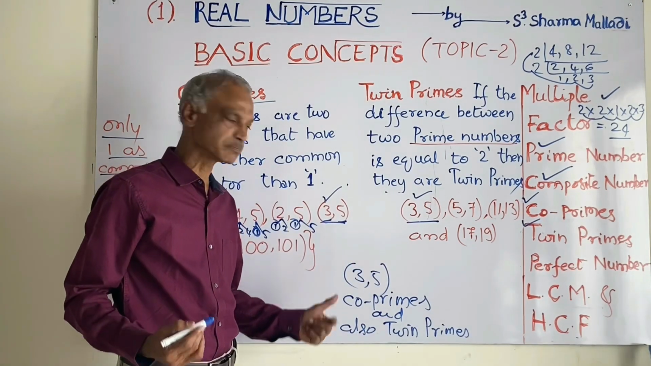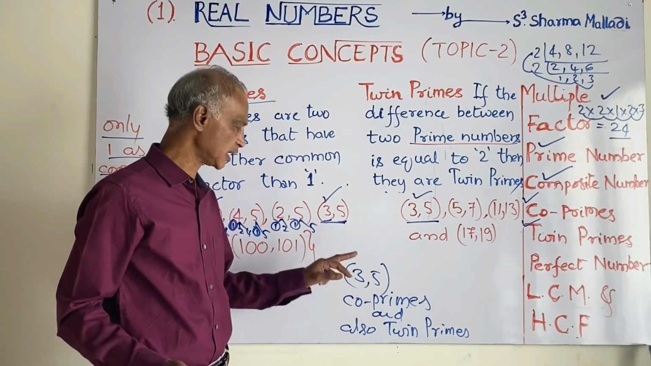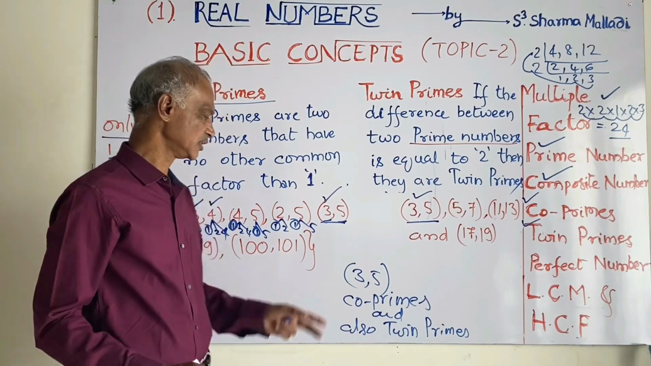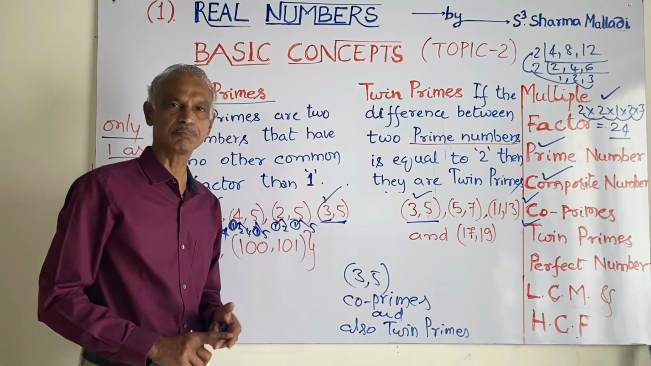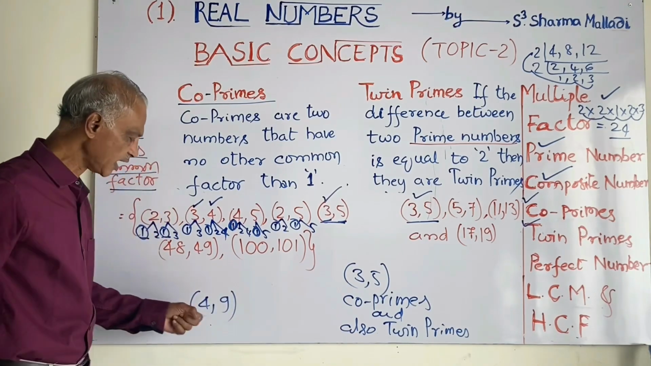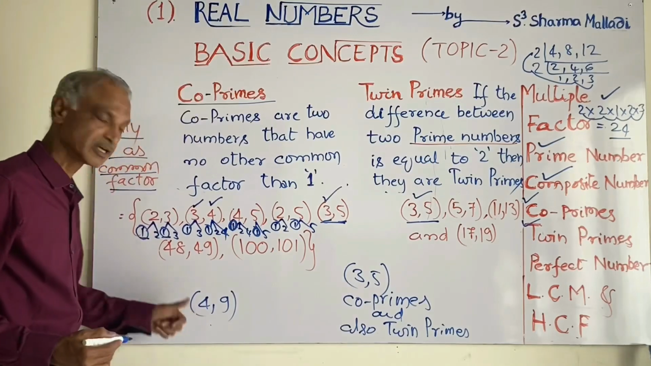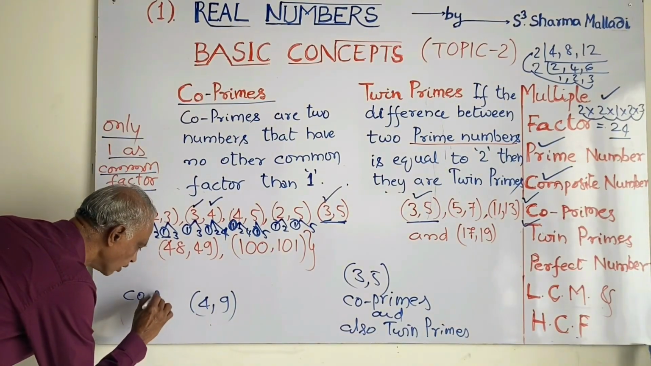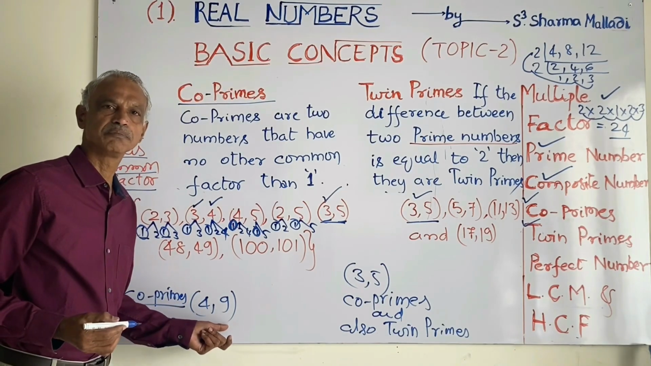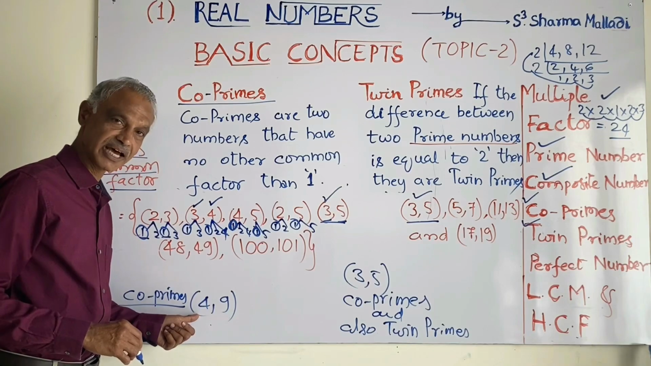Why they are twin primes? Because the difference between these two prime numbers is 2. They are prime numbers, and also the difference between 3 and 5 is 2. They are co-primes and also twin primes. I will take one example. 4 and 9. They are co-primes. Many students think that they are not co-primes, but they are co-primes because they are not prime numbers, they are composite numbers, even though they are co-primes.